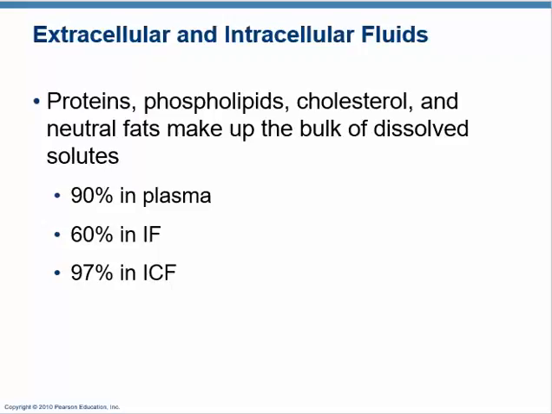So phospholipids and proteins are really the dissolved solutes. And you're going to see that intracellularly, in the cell, there's a huge number of these things, proteins and phospholipids primarily, 97%. Blood plasma has 90%, interstitial fluid has only 60% of these things, way more relying on the electrolytes.